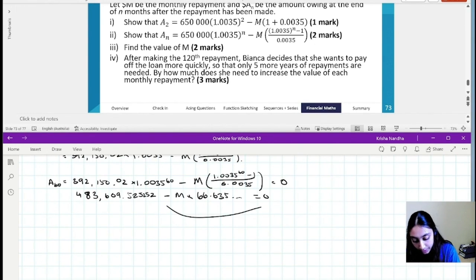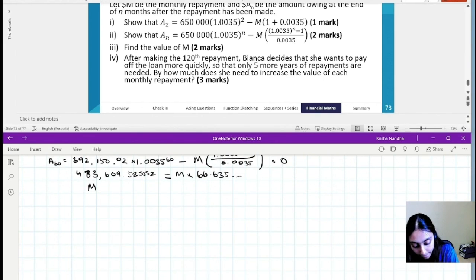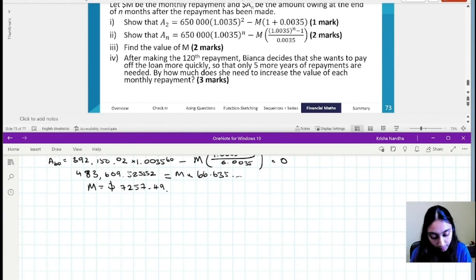I'm going to bring this to the other side, like so. So my M will be equal to 483,609.52525252 divided by that factor. Okay, so her monthly repayments will increase to $7,257.49. Okay, that's how much it'll be increasing to, but that actually doesn't answer the question. The question actually says, by how much does she need to increase?